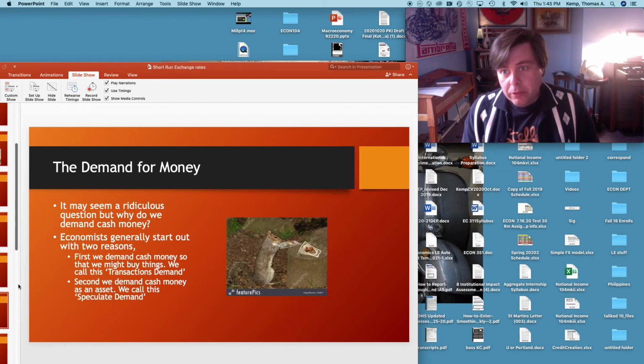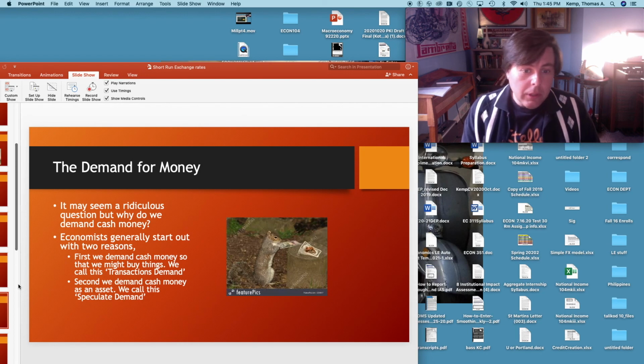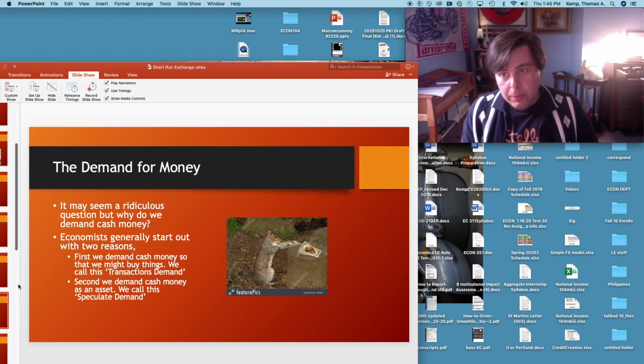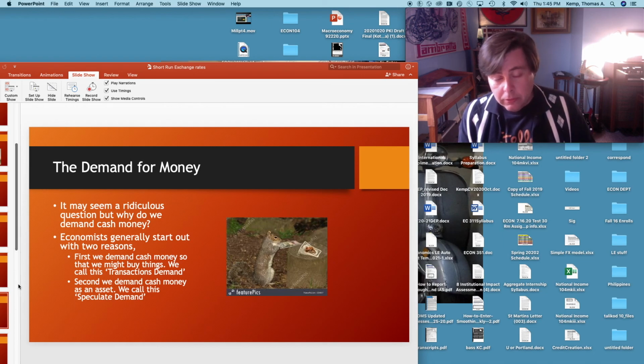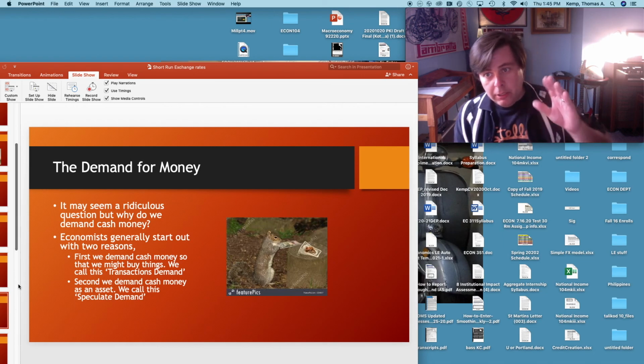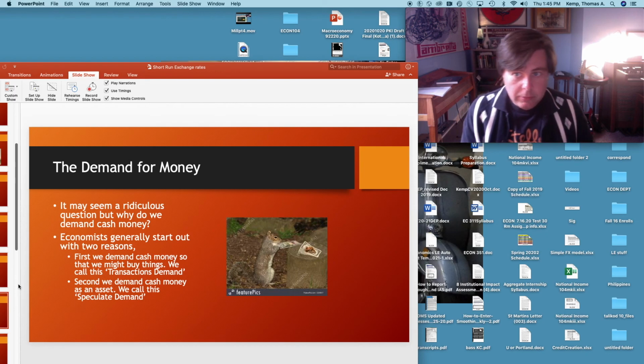So why do we demand liquidity? Well, we're going to build a simple little model here. And this is roughly based upon Keynes's work in the 1930s. Okay, Keynesian economists, don't get too worked up. It's kind of a junior version.